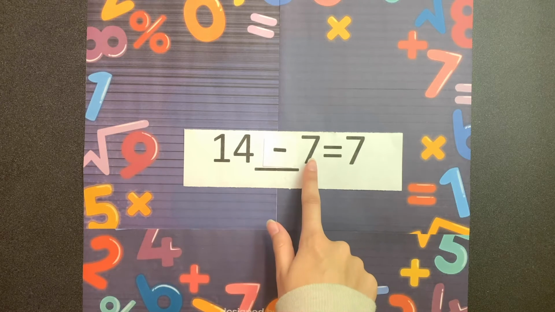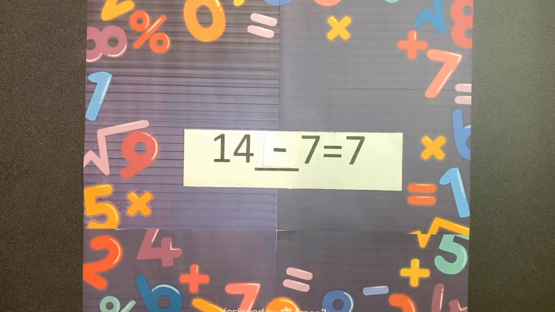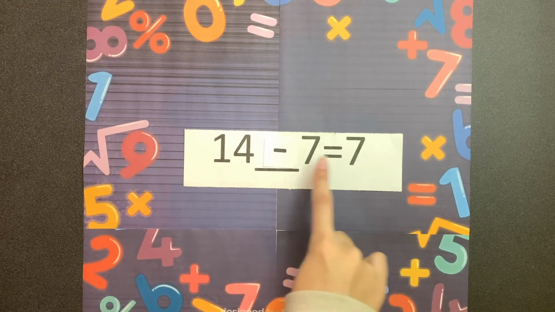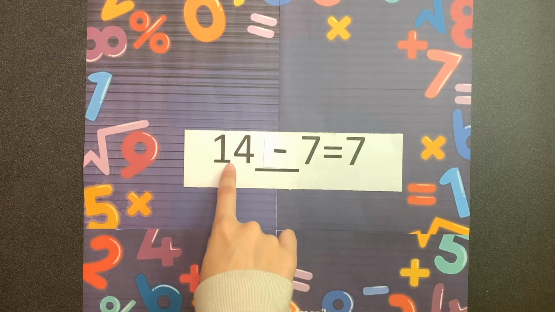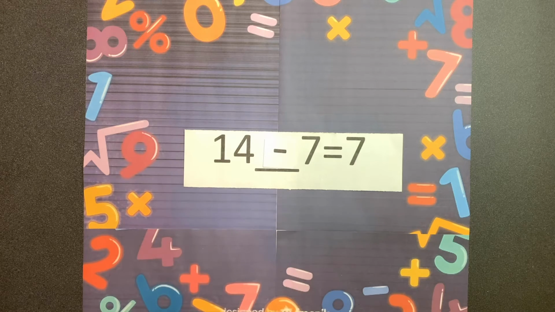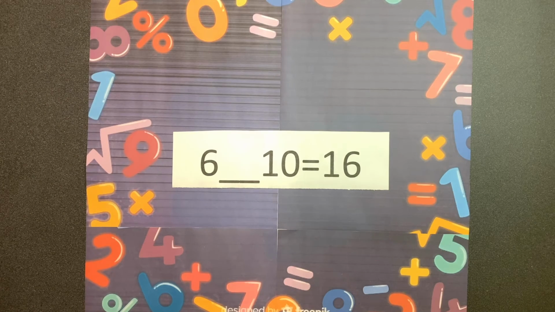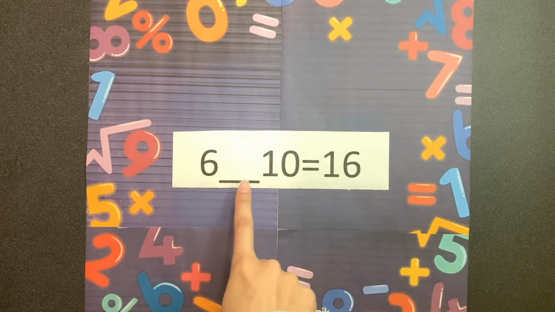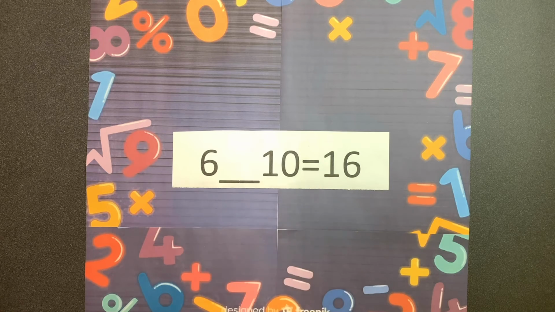14 minus 7 equals 7. Now a way to double check is to add these two. 7 plus 7 equals 14, right? There's multiple ways of figuring an equation out. Great job, friends. So our next equation is 6 blank 10 equals 16.